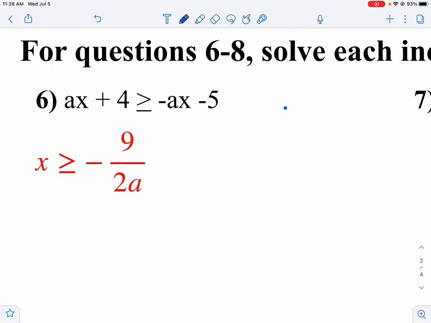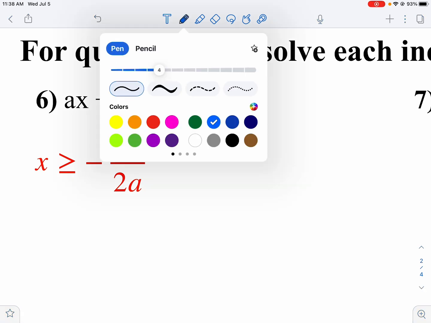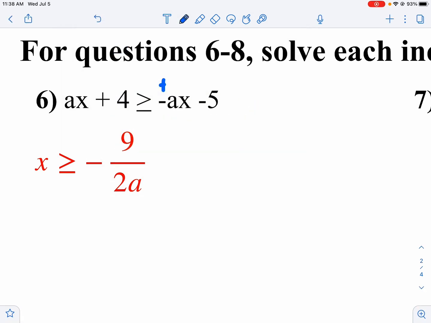On question number 6, I'd like to get all the x's on the same side first. So I think what I'll do is I'll add ax to both sides first. So then I'll get 2ax plus 4 is greater than or equal to negative 5.